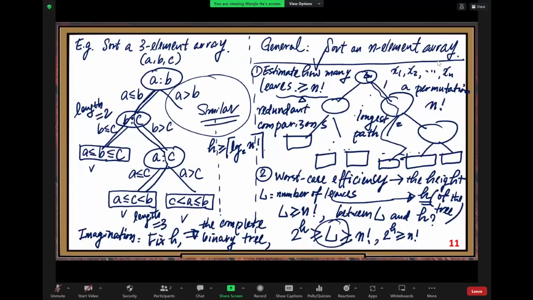With the floor function, sometimes you may not cover. When you use the ceiling function, then it's always true, right? If h is greater or equal to the ceiling of log base 2 of n factorial, then you guarantee this inequality is always true. If you use the floor function, you cannot guarantee the inequality is always true. So for that reason, our best estimate for the worst case is the ceiling function of log base 2 of n factorial. So that's the whole derivation process.